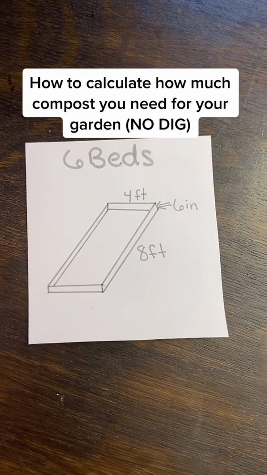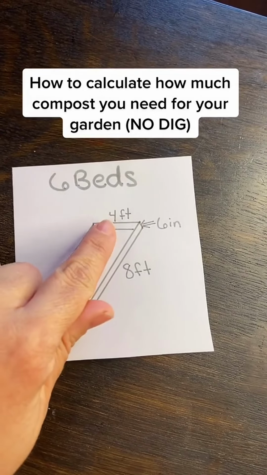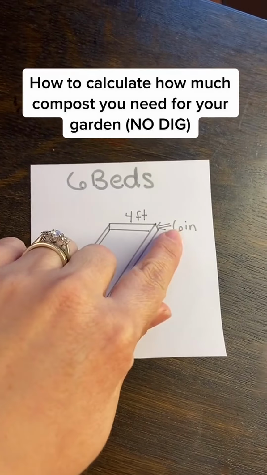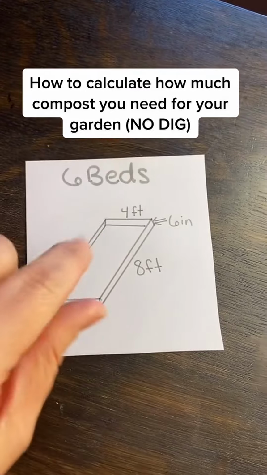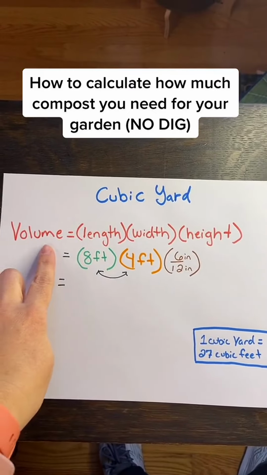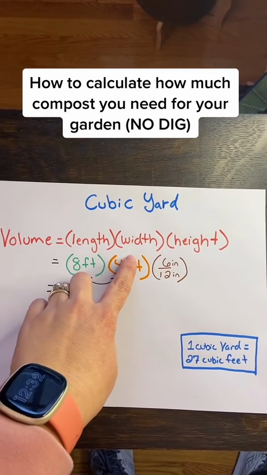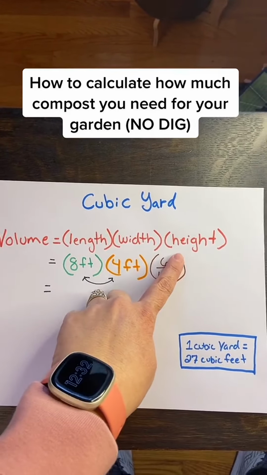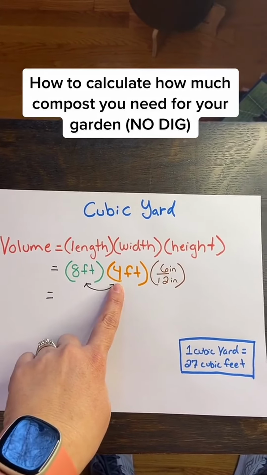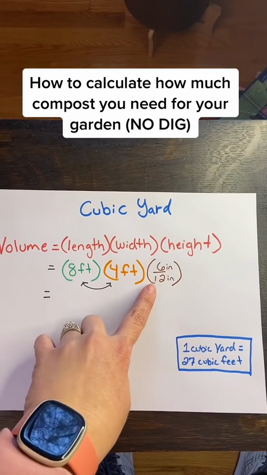So for purposes of this example, we're going to say that we have 6 garden beds, which are 4 feet by 8 feet, and we need to put 6 inches of compost mix on top. So to figure out cubic yards, which again is a volume, we multiply length by width by height. So that would be 8 feet multiplied by 4 feet. But our height is in inches, so we're going to take 6 and divide it by 12, which is 1 foot.